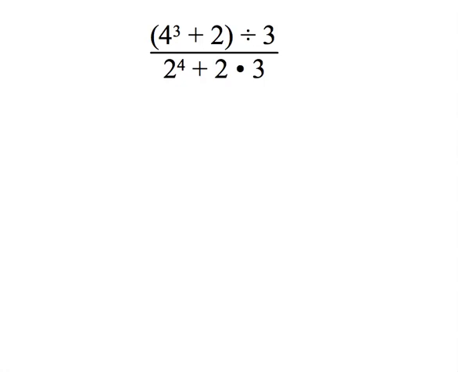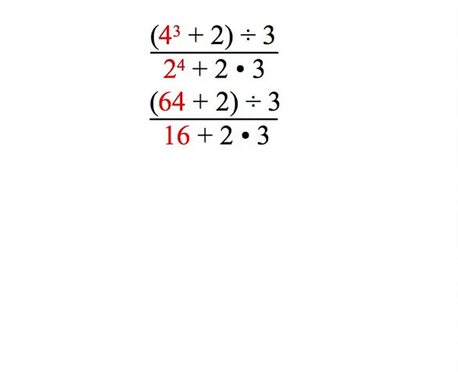And this one involves the horizontal fraction bar, the vinculum. And since that separates the numerator into a group and the denominator into a group, we can simplify the numerator and the denominator independently at the same time. And in each case, we have exponents to worry about. Now in the numerator, there's a grouping symbol, but within the grouping symbol, we have to deal with the exponent. So the numerator has a group 64 plus 2, and in the denominator, we just did 2 to the 4th power, and we got 16.